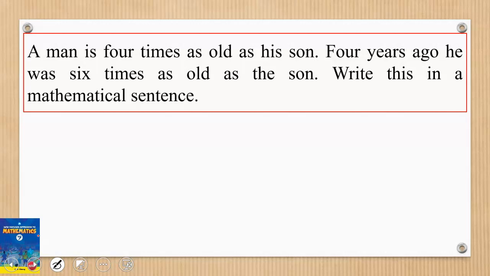For example, we say a man is 4 times as old as his son. 4 years ago, he was 6 times as old as the son. Write this in a mathematical sentence. So now let's start one after the other.